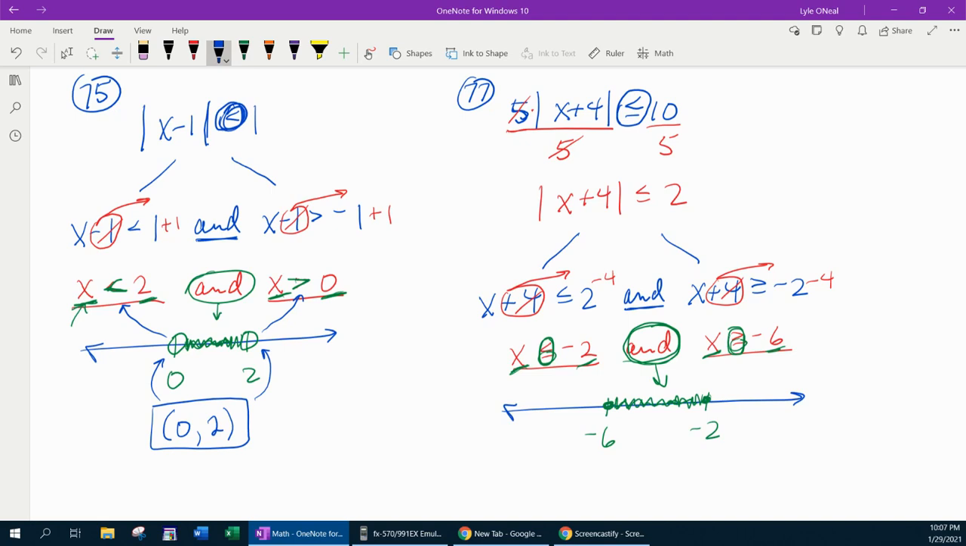And the last thing we need to do is write the interval notation. And so the solution set is going to be everything from -6 to -2. The brackets are because we had solid dots. And remember, those brackets, they say up to and including. So -6 and -2 are included in this solution set. And the solid dots came from the equal to part. Okay, and that is it for number 77.